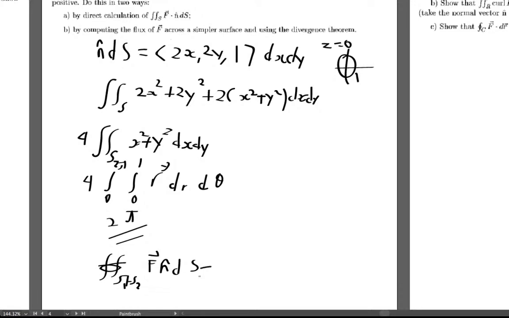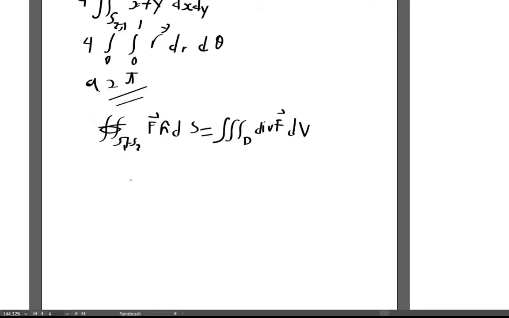This would equal, when you do it, by the divergence theorem, the triple integral of the solid of the divergence of f vector dV. So how would you actually compute this?